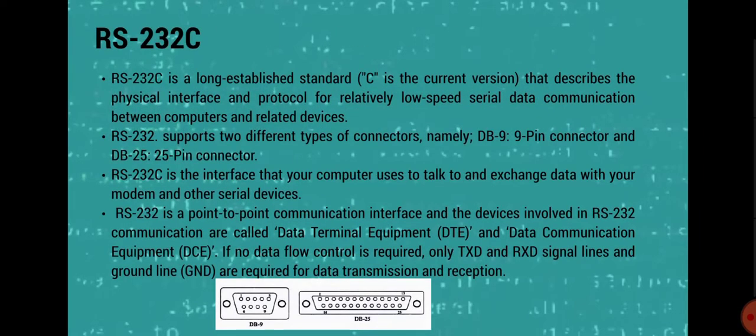First, we will look into RS-232C. RS-232C is a long established standard that describes the physical interface and protocol for relatively low speed serial data communication between computers and related devices. RS-232 supports two different types of connectors, DB9 and DB25.